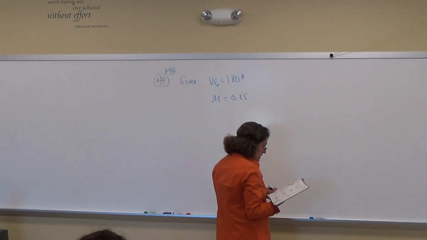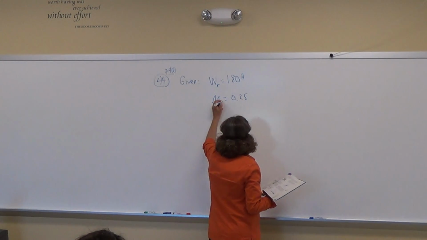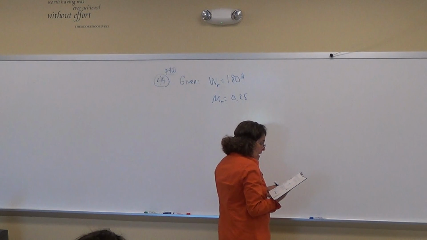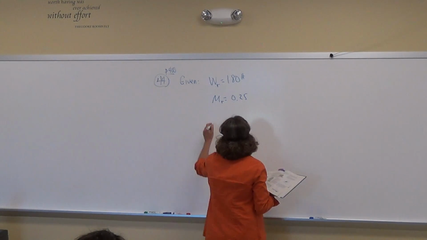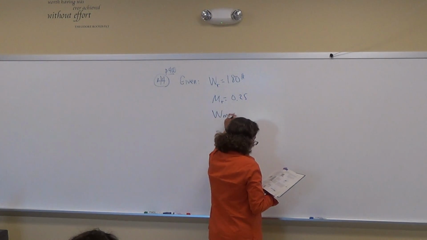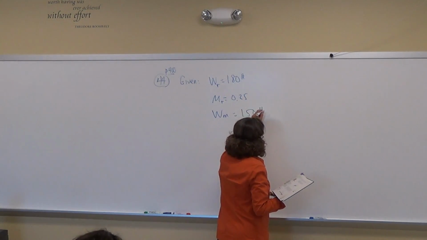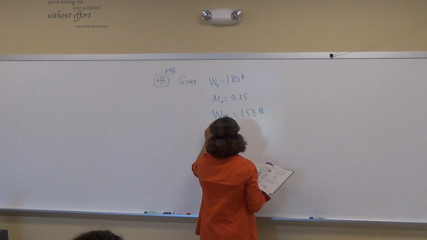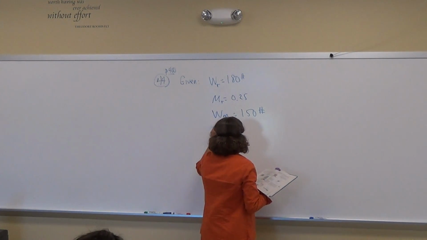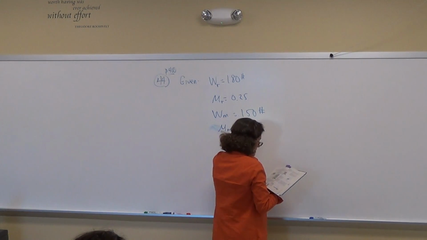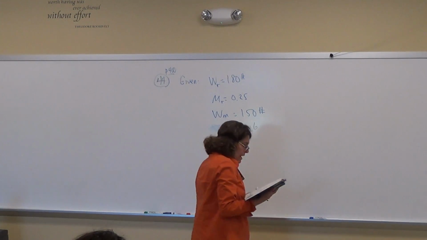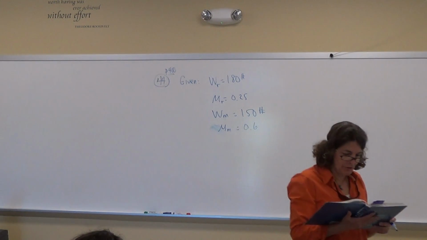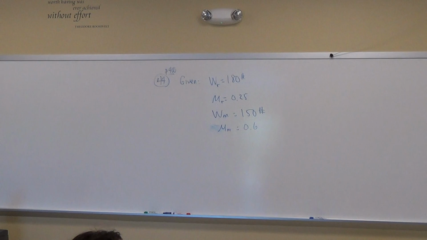Also the man has a weight of 150 pounds. And the coefficient of friction between the floor and his shoes, I'm going to just say the mu of the man, is equal to 0.6. If he pushes horizontally on the refrigerator, determine if he can move it. If so, does the refrigerator slip or tip?